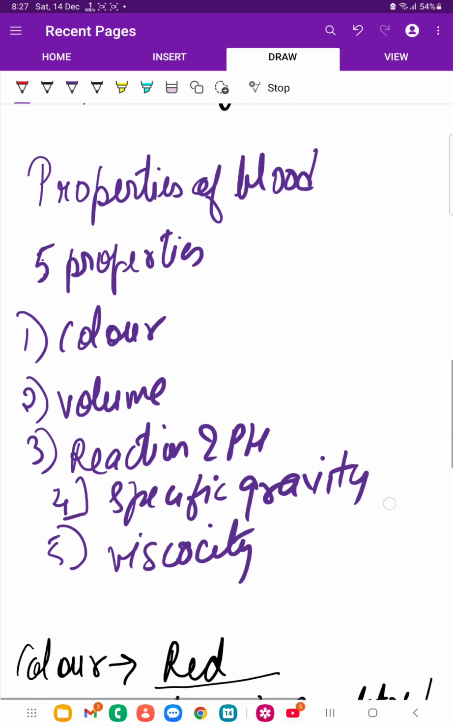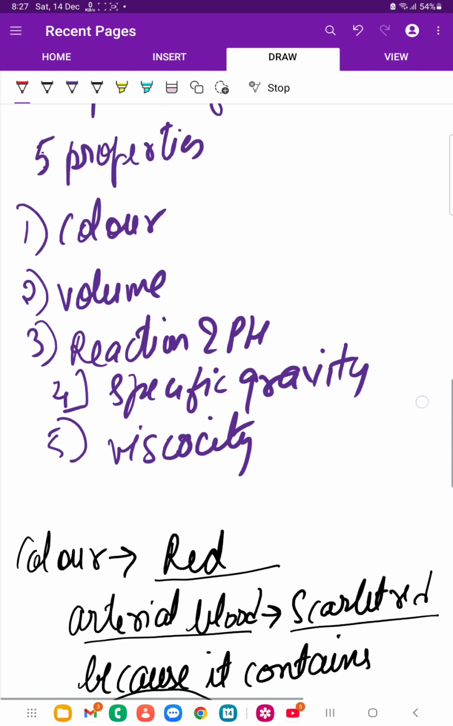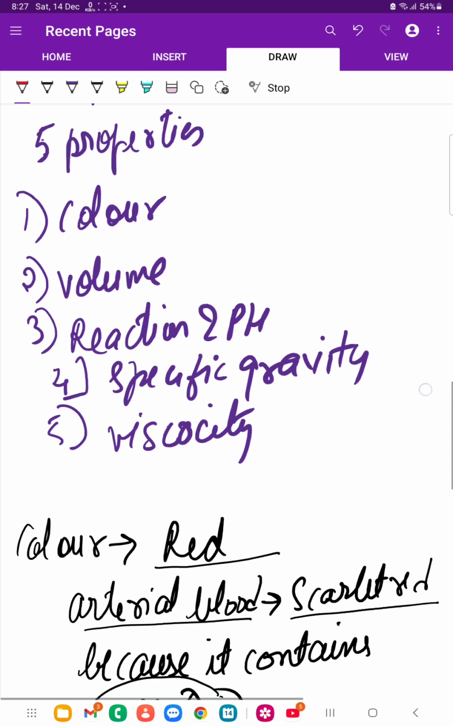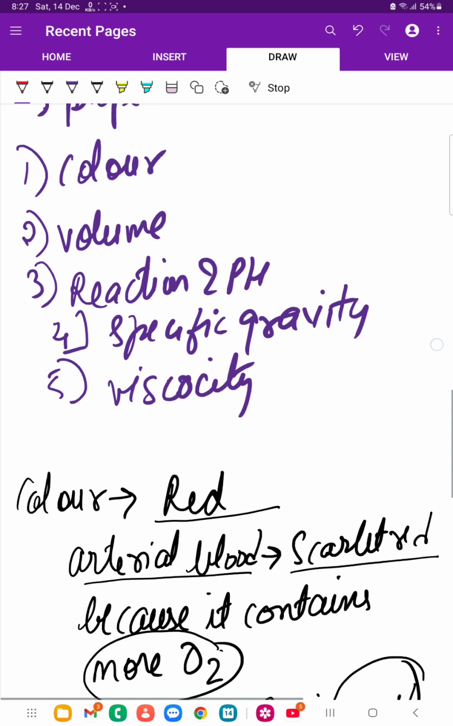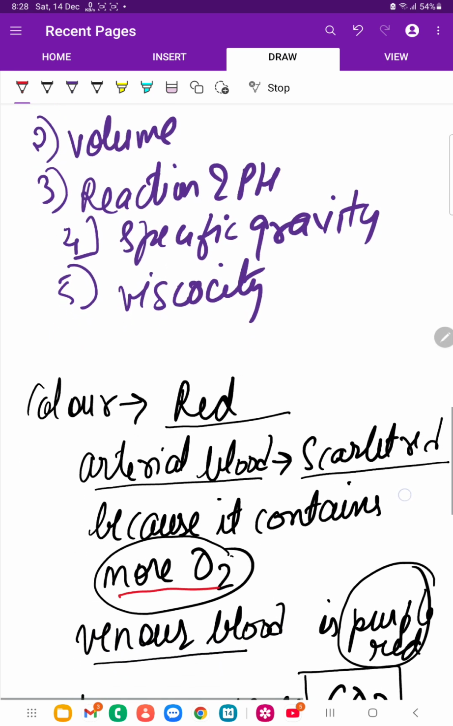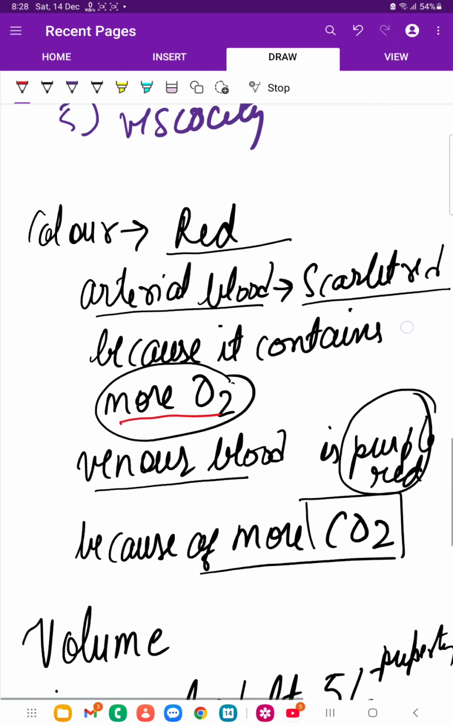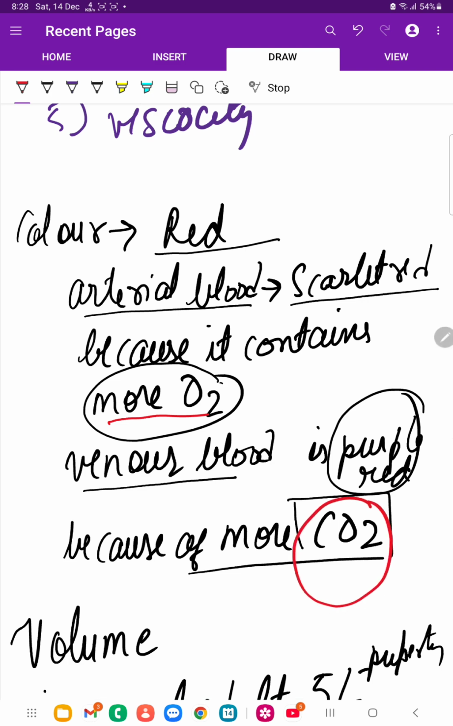The first is color. Blood is red in color, but arterial blood seems to be scarlet red in color because it contains more amount of oxygen. Whereas venous blood is purple red in color because it contains more amount of carbon dioxide.